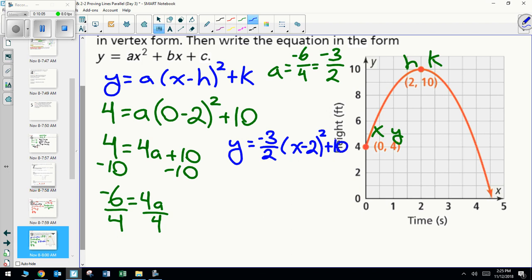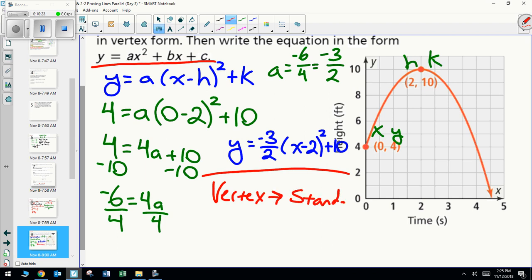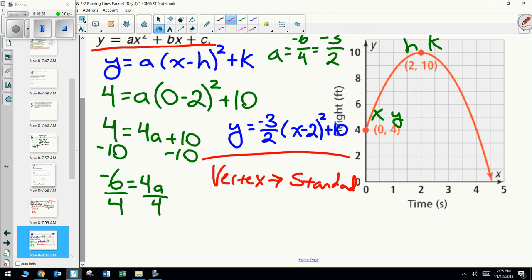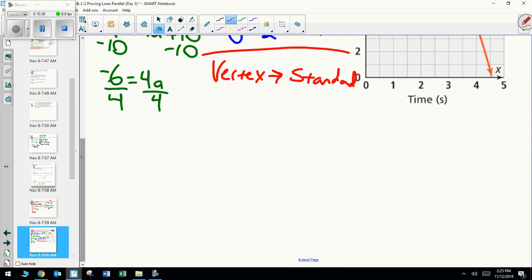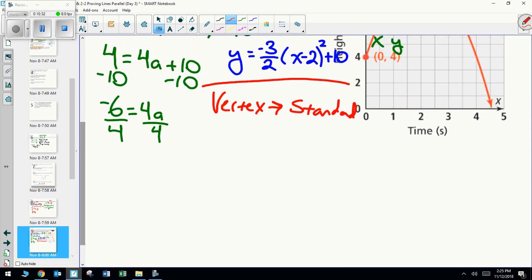Now this is, again, in vertex form, and they want it written in the form of ax squared plus bx plus c. So what we have to do is we have to take this from vertex to standard, and the way we do that is by simplifying the given vertex form. So that means we'll have to FOIL out x minus 2 squared and combine like terms.